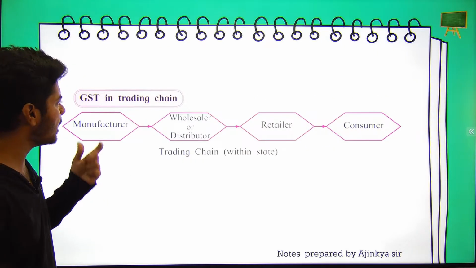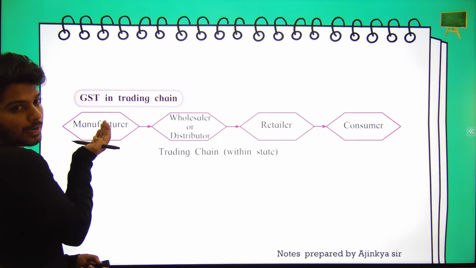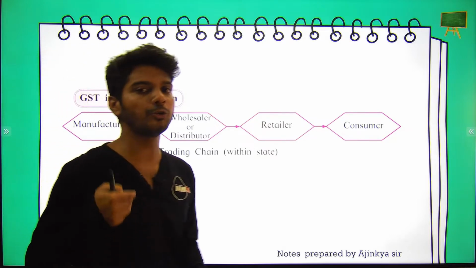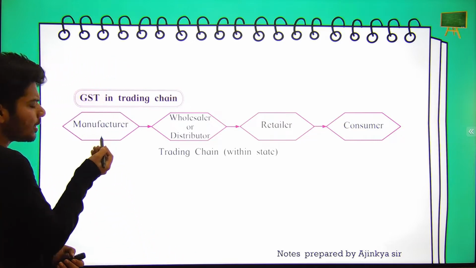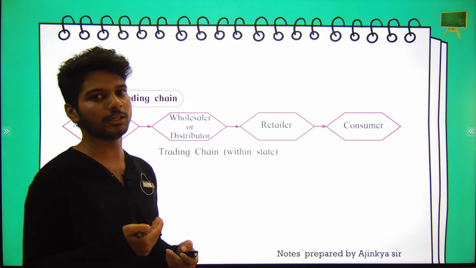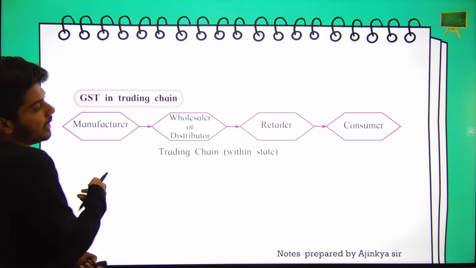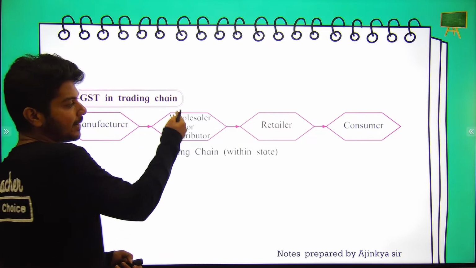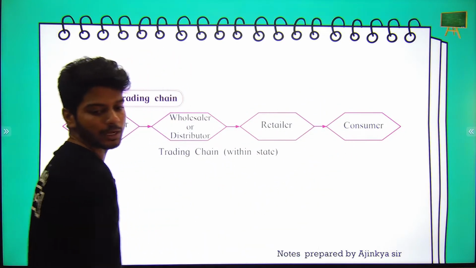Now let's see how the chain works. Imagine you are going to buy an iPhone. First, the iPhone will be manufactured by a manufacturer. He sells it to the wholesaler. Then the wholesaler sells it to the retailer. The retailer sells it to the consumer.